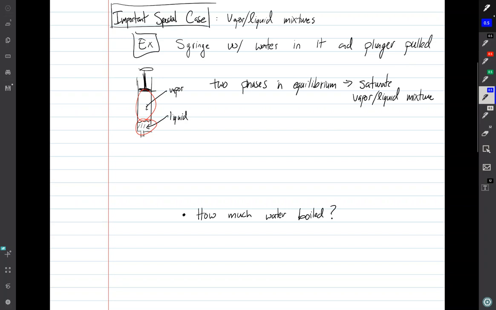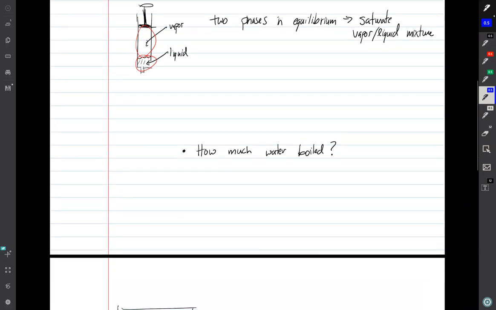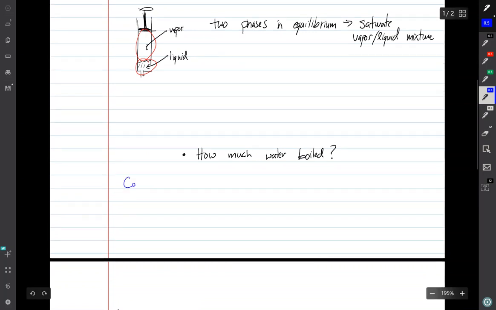And if we wanted to ask the question, how much water boiled, right, we could do this on a mass basis with conservation of mass. So conservation of mass would tell us that the total mass of water didn't change, and that's simply equal to the mass of the liquid phase plus the mass of the vapor phase.